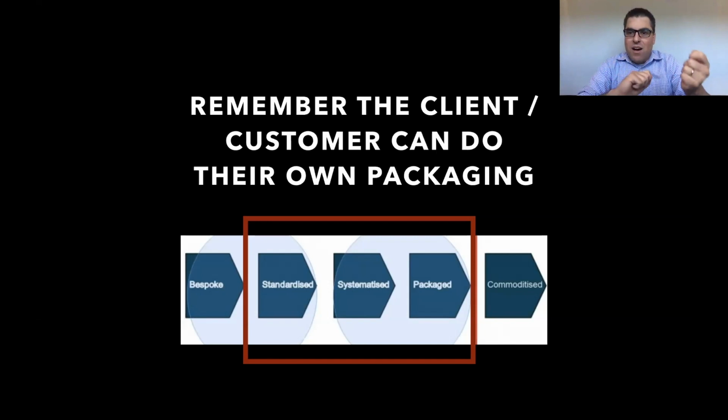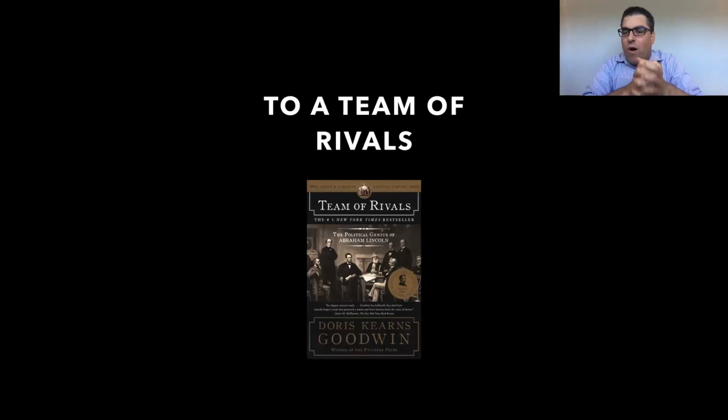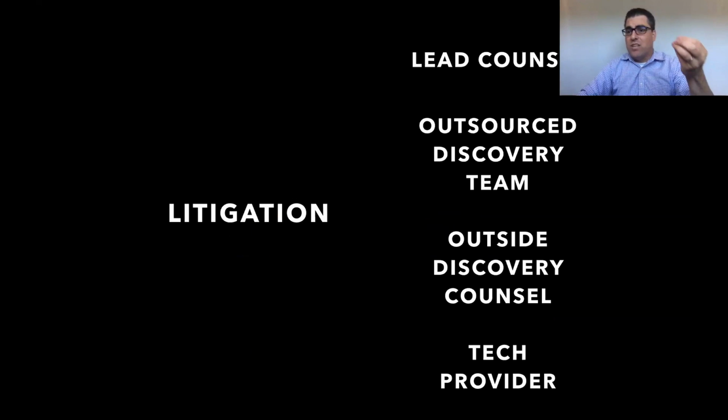In other words, they can take control of the supply chain and do the dividing things out to individual vendors or people. But we've moved from this world of everything goes to a white glove single provider to what might be called a team of rivals. So let's say folks working together from different organizations who are sort of competitors with one another, but sort of work together, hopefully. What does that look like in reality? You take a piece of litigation and it has a lead counsel, and maybe there's an outsourced discovery team and an outside discovery counsel and a tech provider, and all these folks are working together. Now that's one version of it.